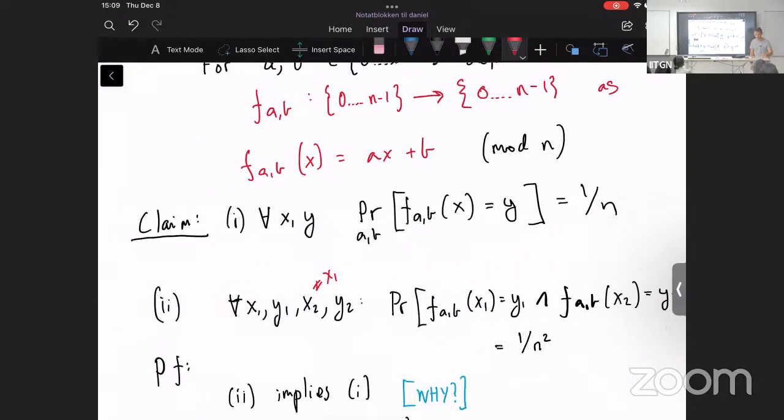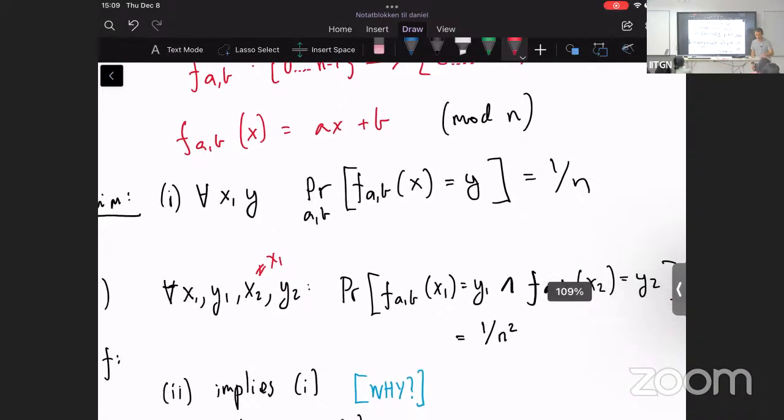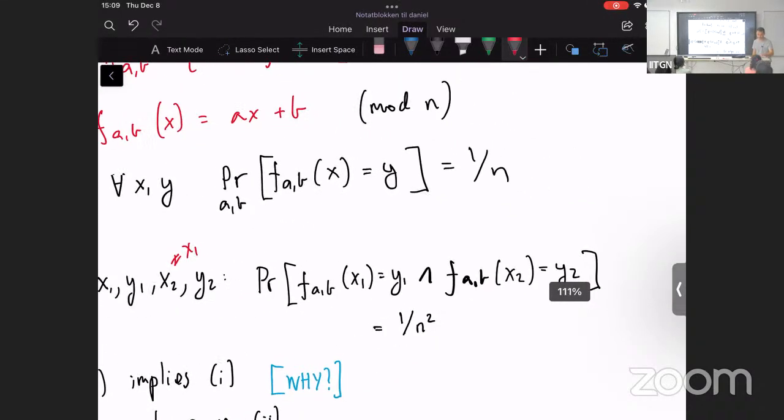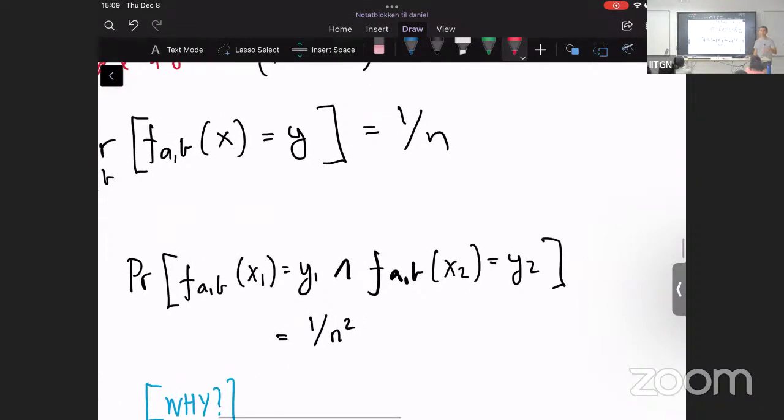Now, the second one is more interesting, that for every pair (x1, y1), (x2, y2), if I choose a and b uniformly at random, then the probability that f_{a,b}(x1) is y1 and f_{a,b}(x2) is equal to y2 will be 1 over n squared. In particular, what this means is that if I tell you that some element maps somewhere, then that doesn't give me any information to where any other given element is mapped. It's what is known as pairwise independence.